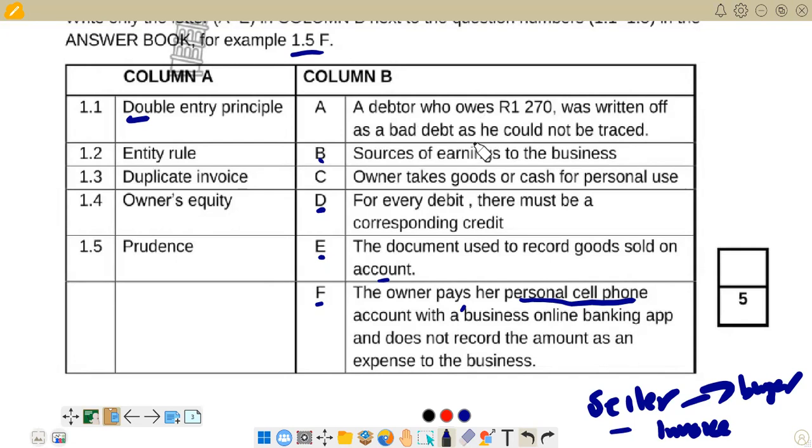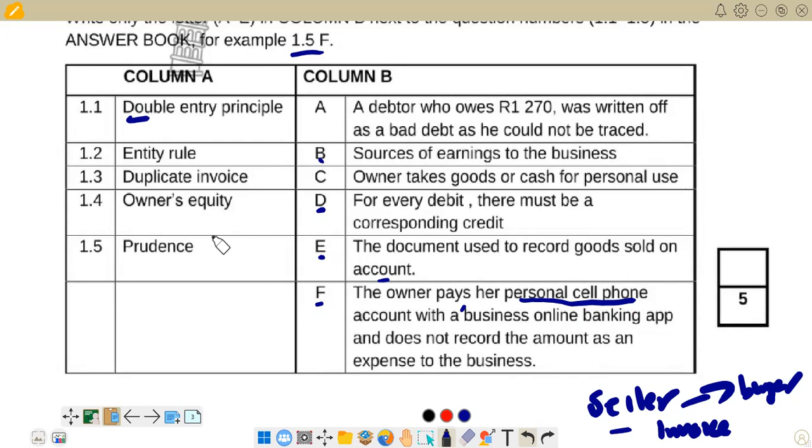So we make a provision, in the sense that we create what we call a bad debt. When you create a bad debt, it becomes an expense. We charge it in the income statement under operating expenses, and it reduces the figure for our profit, so we are not overstating profits when we make that adjustment. So this is what we have in terms of prudence.